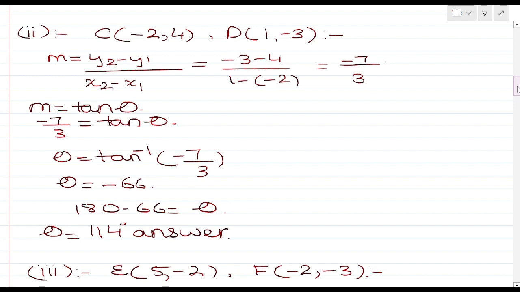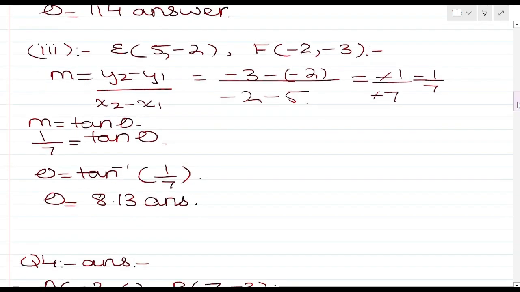That is our gradient. Now using the formula m = tan θ, we need to find the value of our inclination. So we can write tan inverse of -7/3, that is -66. But this will not be our inclination because our degree can't be negative. So 66 will be subtracted from 180, and 114 is our answer.